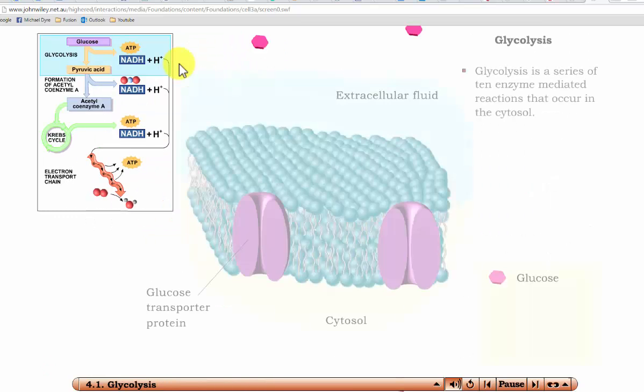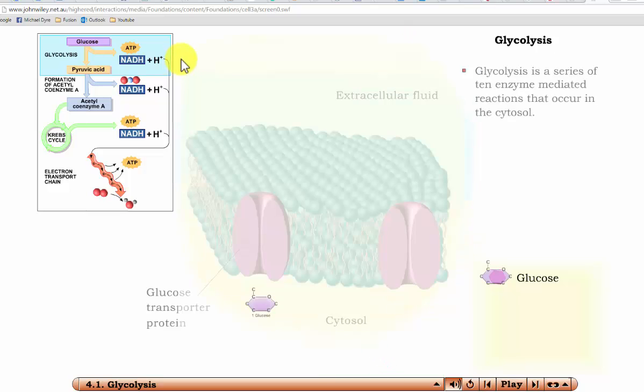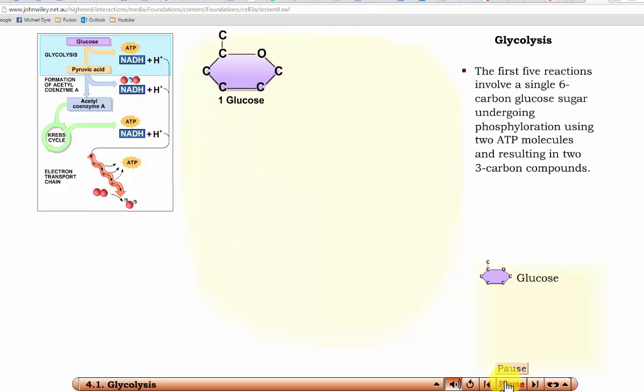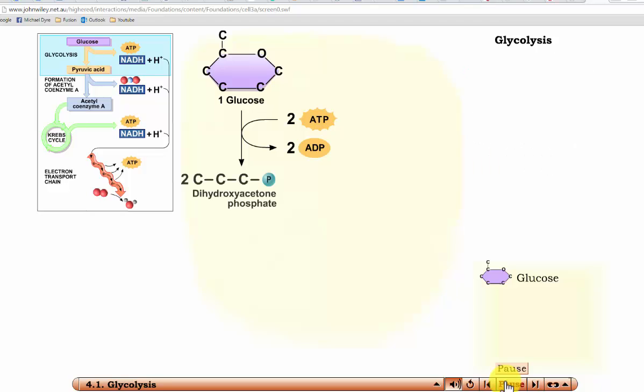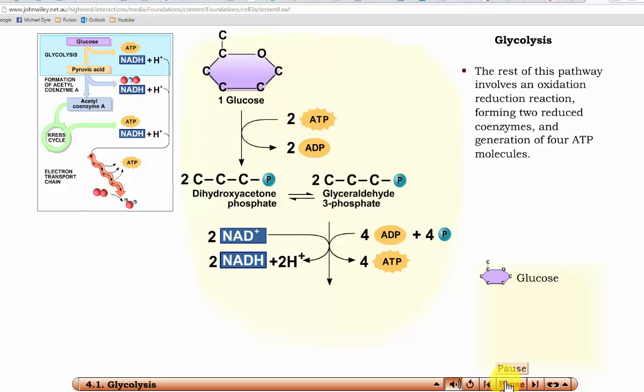So this is going to be glycolysis. Glycolysis is the first step of cell respiration. It occurs in the cytosol. In the first steps of this pathway, a single 6-carbon molecule of glucose is phosphorylated using 2 ATP molecules and is broken into 2 phosphate molecules. Next, an oxidation-reduction reaction produces 2 reduced coenzymes and generates 4 ATP molecules from the smaller phosphate molecules.